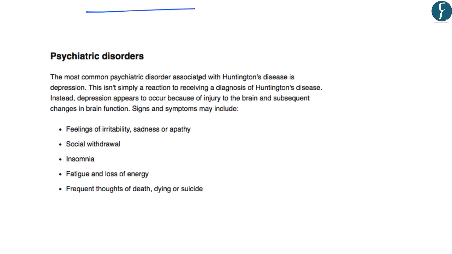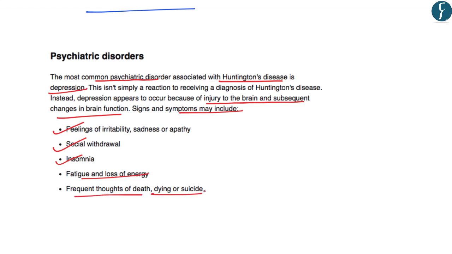In this aspect, the psychiatric disorders include, it says that the most common psychiatric disorder associated with Huntington's disease is depression. It says that depression appears to occur because of injury to the brain and subsequent changes in brain function. Signs and symptoms of such disorders may include feelings of irritability, sadness or apathy, social withdrawal, insomnia, fatigue and loss of energy, and frequent thoughts of death, dying or suicide.